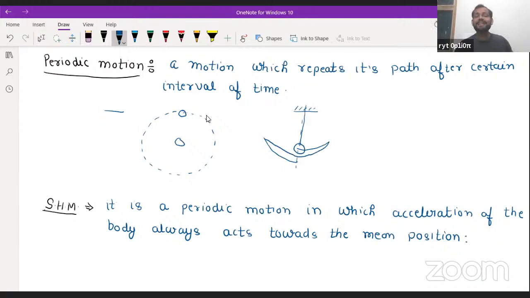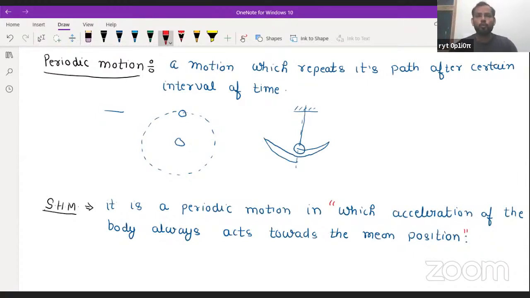So SHM is a type of periodic motion in which this term is very important for all types of vibration, for all types of simple harmonic motion. The acceleration of the body always acts toward the mean position. And I hope that you know very well about acceleration. Acceleration is nothing but the rate of change of velocity. So if in any periodic motion the acceleration of the body is always towards the mean position, such a type of motion is called simple harmonic motion.